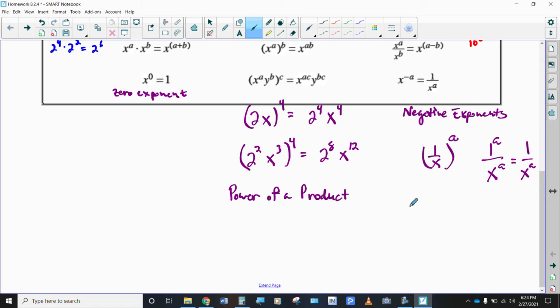So if I change this to 3 to the negative second power, that's going to be the same as 1/3 to the positive second power, which is 1/3 times 1/3, which becomes 1 over 3 squared, or 1 over 9 if you want to write it in standard form.